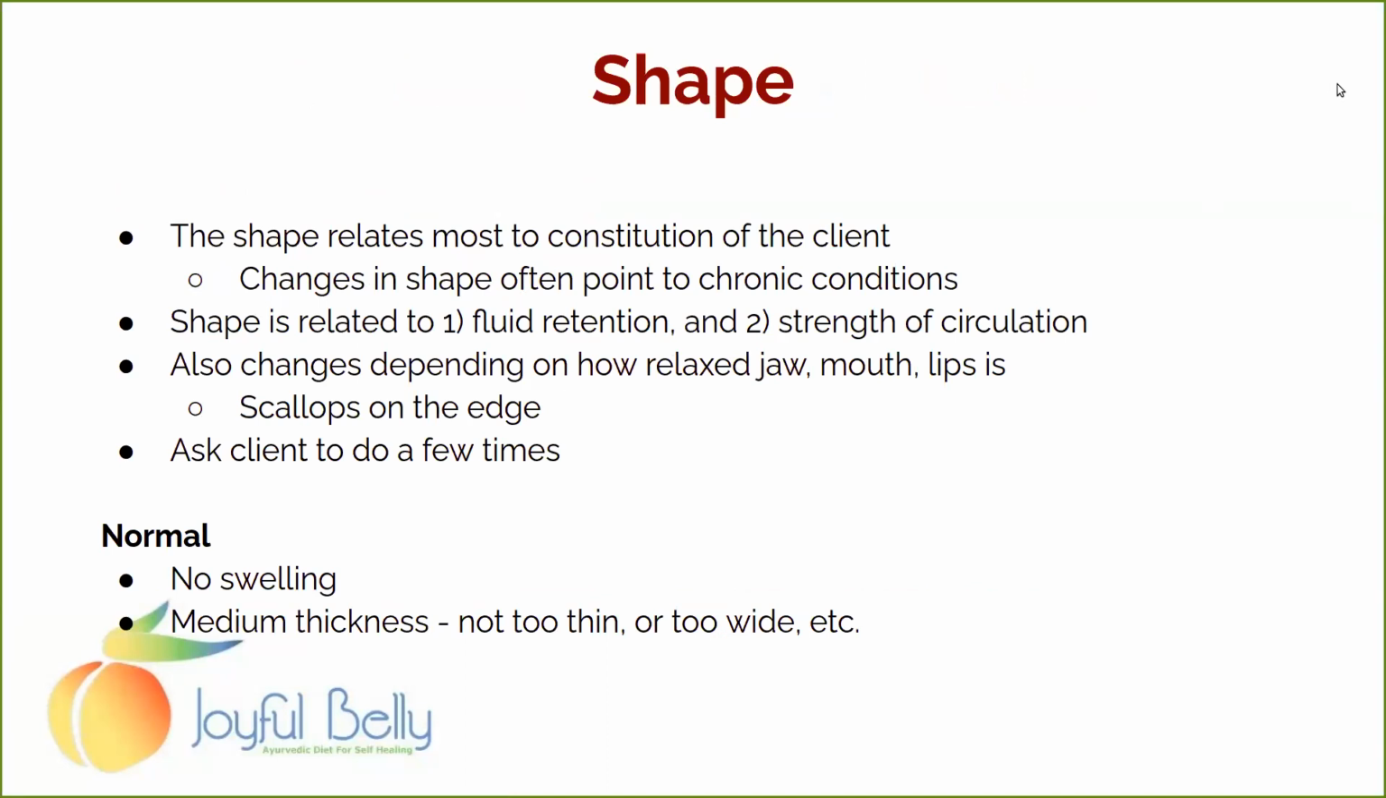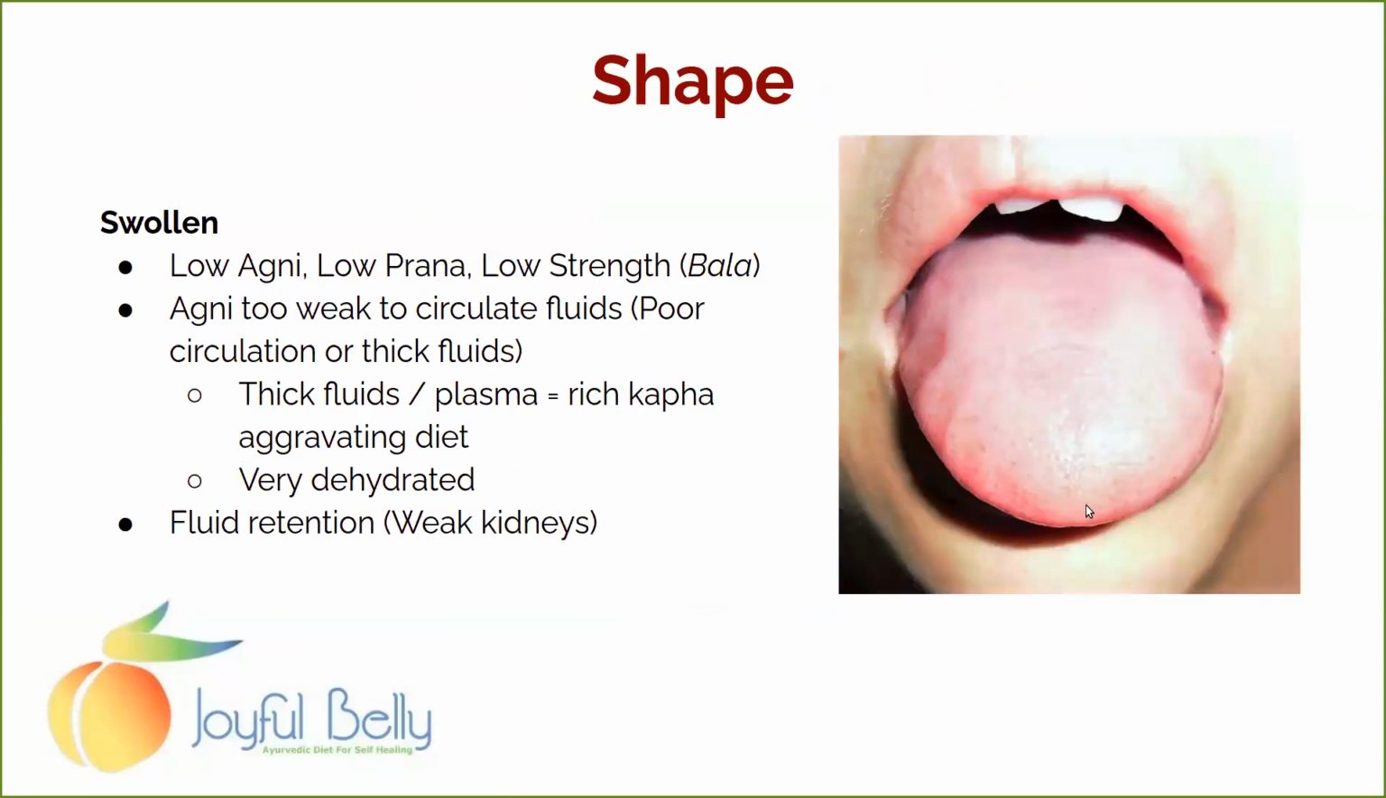And changes in shape often point to more chronic conditions. So let's take a look at this. This is a very swollen tongue. So the Agni is low, the body's not moving fluids very well, so there's water retention in the tongue. Notice this tongue is also very pale, and that's what we expect. Because if there was a red tongue, they probably have heat. And if they have enough Agni to have heat, they probably have enough Agni to move fluids. So we expect a swollen tongue to be slightly pale.